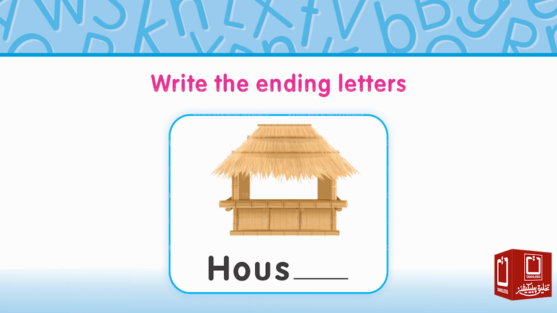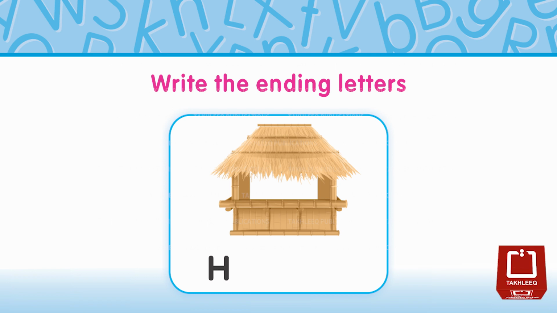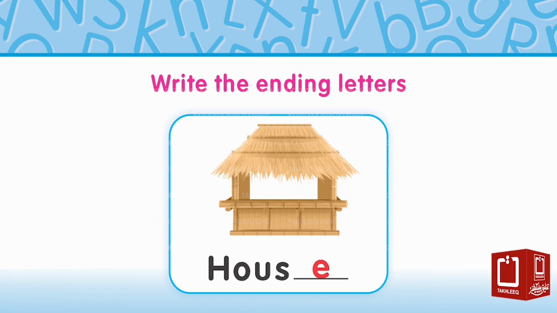Here we see the picture of a house. Here is written HOUS-. The spellings of house are HOUSE. House. Here ending letter E is missed. So we write here E.